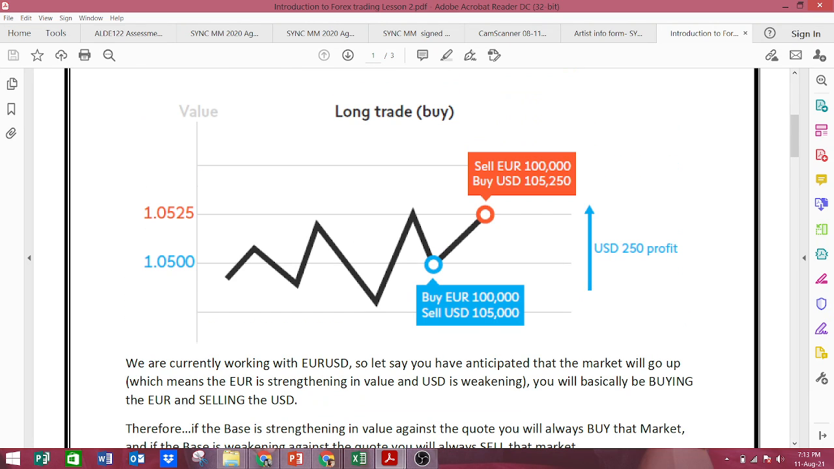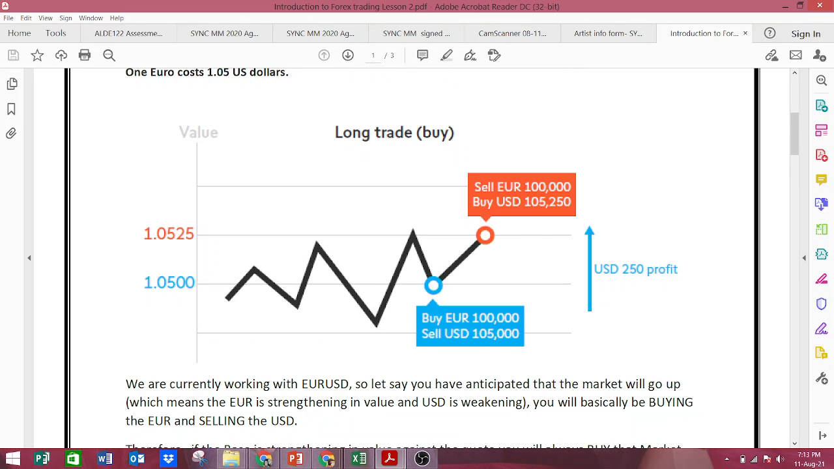So let's just look at this blue and orange example shown here on a random chart. Here you can see that at a level of 1.0500, we are looking at Euro USD. On the blue side, we have anticipated that the market will go up. That means that we are buying euro and selling USD, because the euro is gaining strength in value, and we are selling the USD because it's weakening in value.